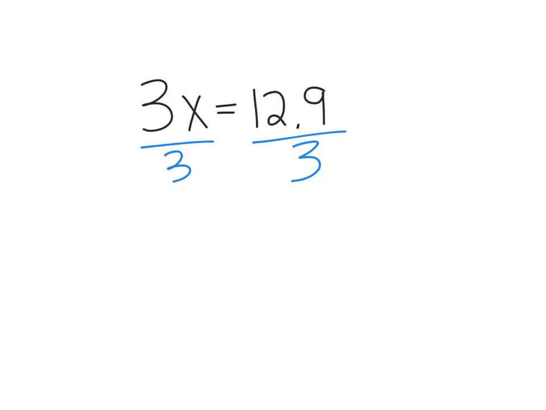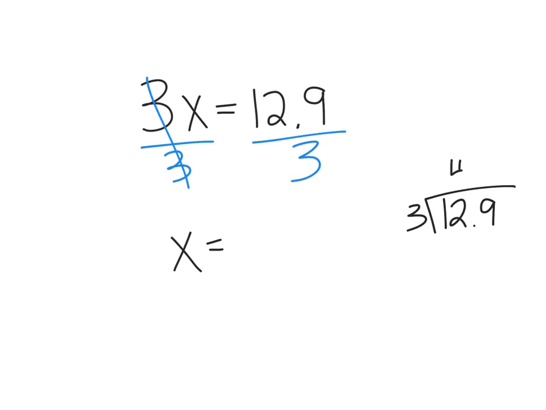When we divide on the left by 3, 3 divided by 3, that cancels out, that becomes a 1, so we have 1x, or we can just write x. And then on the right we have to do 12.9 divided by 3. Now you have a couple of choices for how you want to do this. You can use a calculator, and yes, you will be allowed to use a calculator on the test. So you can just type this into your calculator, 12.9 divided by 3. But if you want to get more practice with dividing with decimals, this is how you would set the problem up. 12.9 divided by 3.